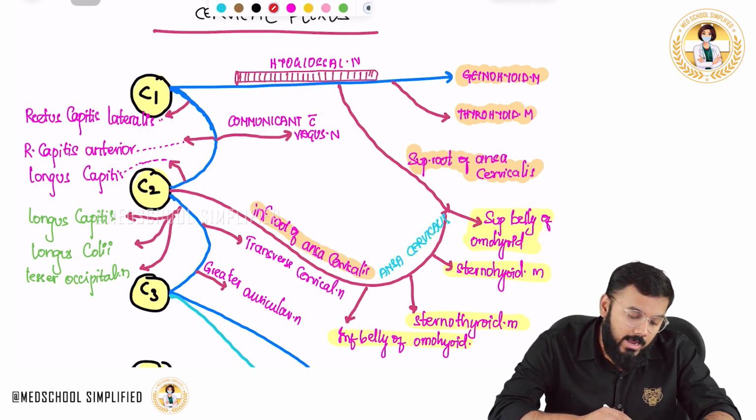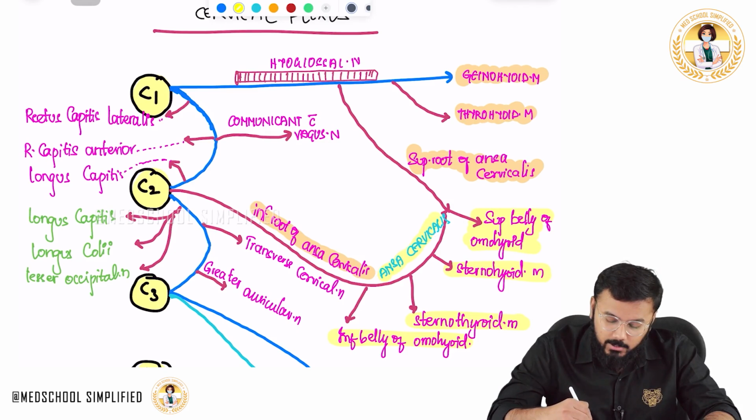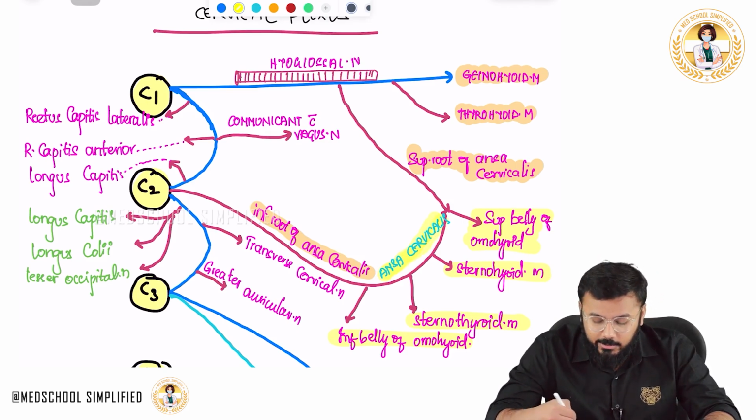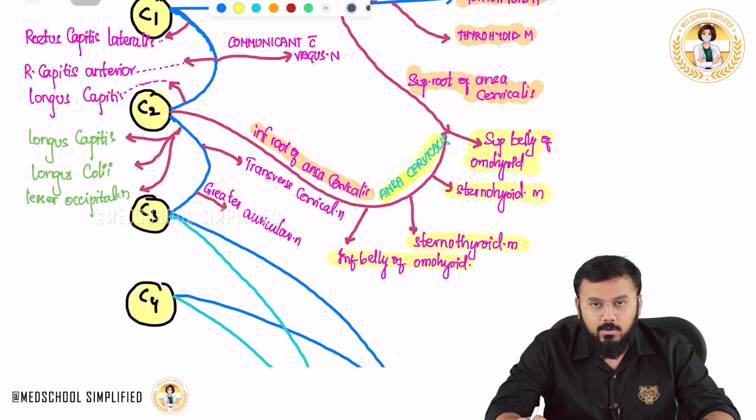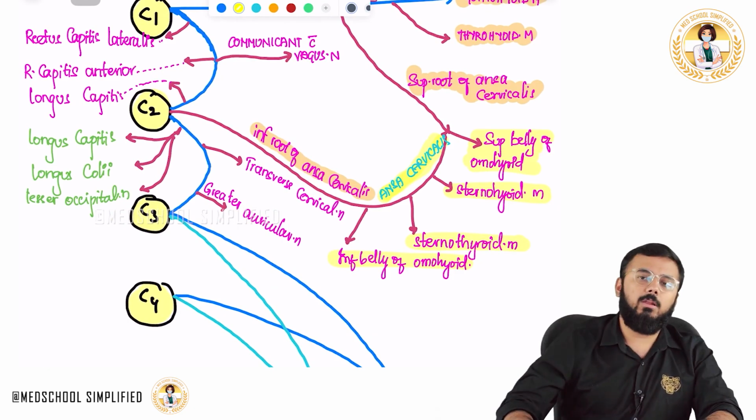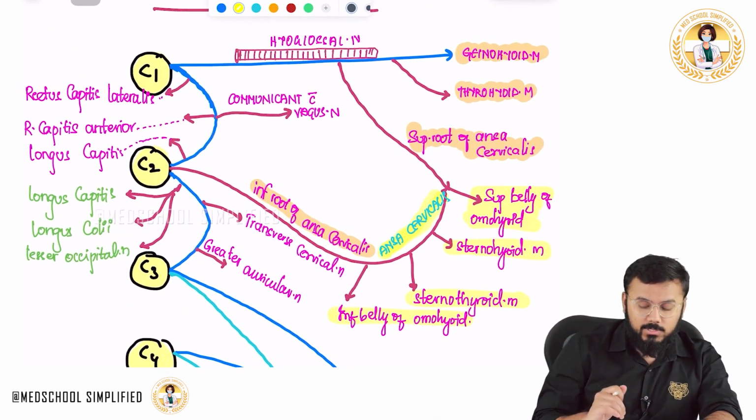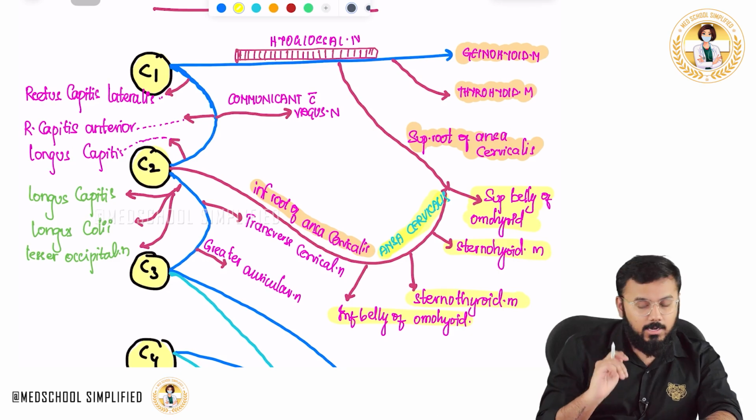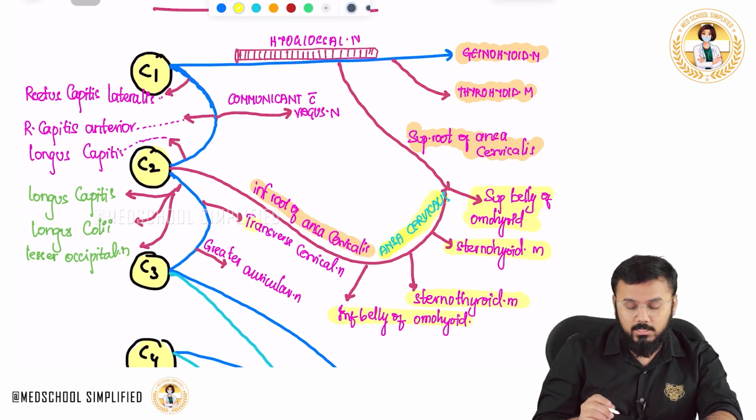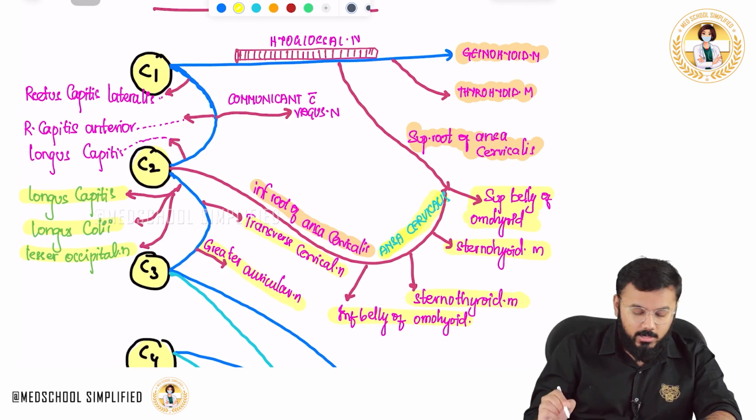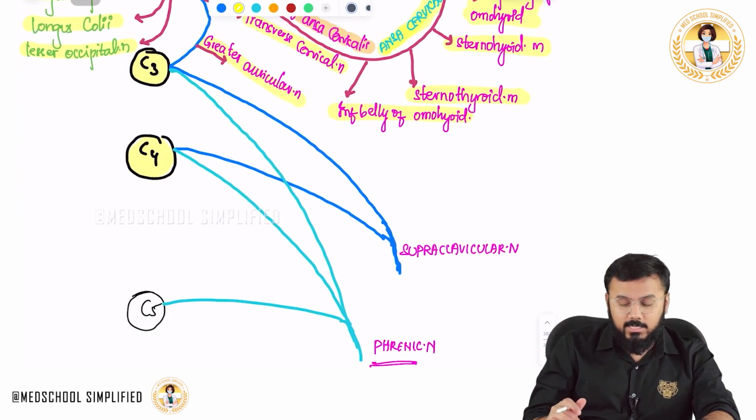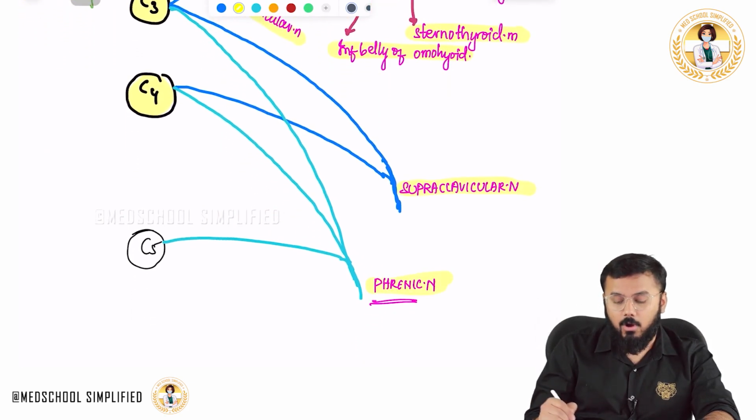So this Ansa cervicalis gives out four important branches. One branch to the superior belly of omohyoid, one to the sternohyoid, one to the sternothyroid and one to the inferior belly of omohyoid. The ventral rami of C2 and C3 join together to form two more branches: the transverse cervical nerve and the greater auricular nerve. On the back side, longus capitis, longus coli and the lesser occipital nerve. C3, C4 together form the supraclavicular nerve, and all these three, C3, C4, C5, form the phrenic nerve.